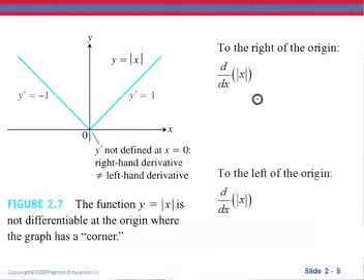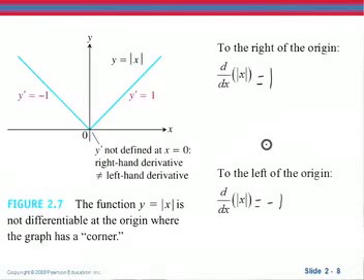Now let's consider the absolute value function. To the left of 0, the absolute value of x is going to be -x, which we know has a slope of -1. So the derivative of the absolute value of x to the left of the origin is -1. To the right of the origin, we're going to have the line y equals x, which we know has a slope of 1. So to the right, the derivative is 1.